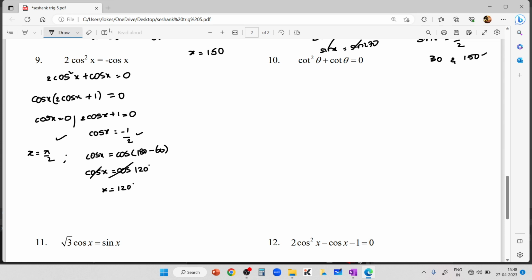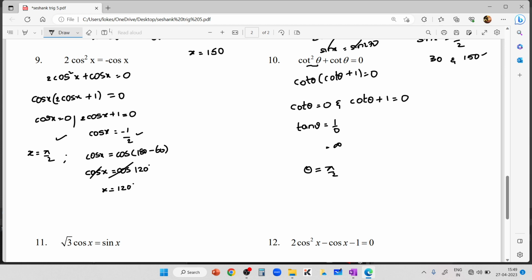Right, in the same way, cot square theta plus cot theta is equal to 0. That means let me take cot theta as common here. So cot theta, one cot theta is left here, plus 1 is equal to 0. That means cot theta is equal to 0, or cot theta plus 1 is equal to 0. If cot theta is 0, then tan theta is the reciprocal of 0, which is 1 by 0. That means undefined. And if tan theta is undefined, that means theta is equal to 90, because tan 90 is undefined, and also tan 270.